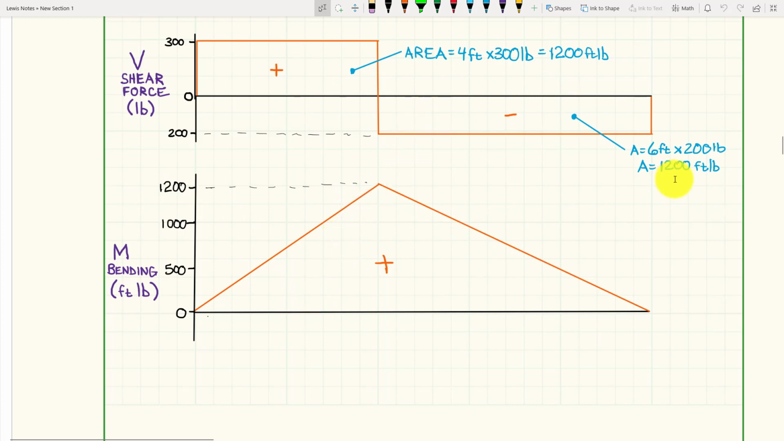Now this is a negative 1,200 foot-pounds, and that's going from here to here, that's 6 feet, so it's going from here to here in a negative direction, so that says it's coming back to zero there. And this is our bending moment for that beam, if you wanted to.